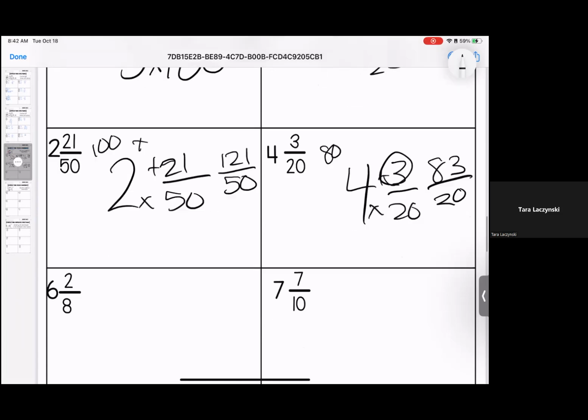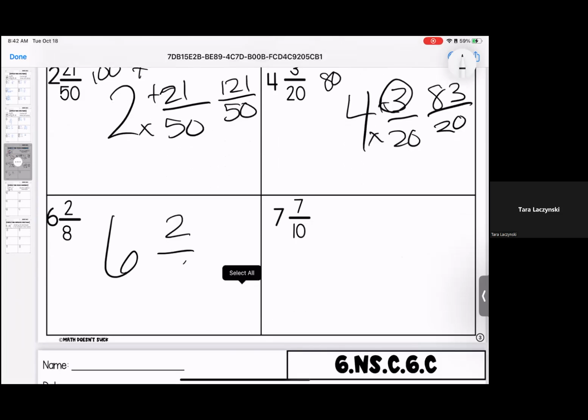Each box would hold 20. 83 over 20. 6 and 2/8. Each box has 8 pieces. We have 6 boxes. 6 times 8 is 48. Add the 2 pieces that are on their own. We have 50 over 8.